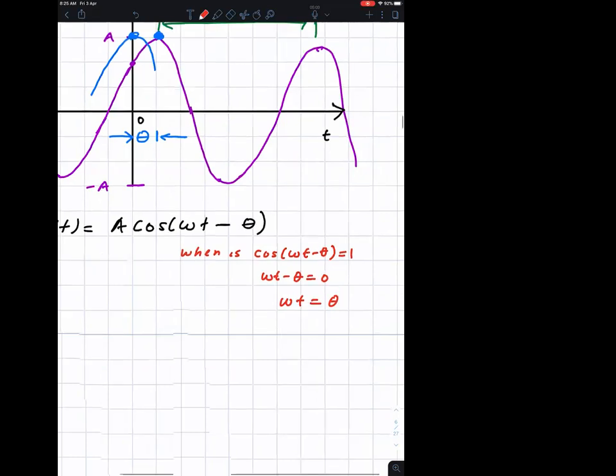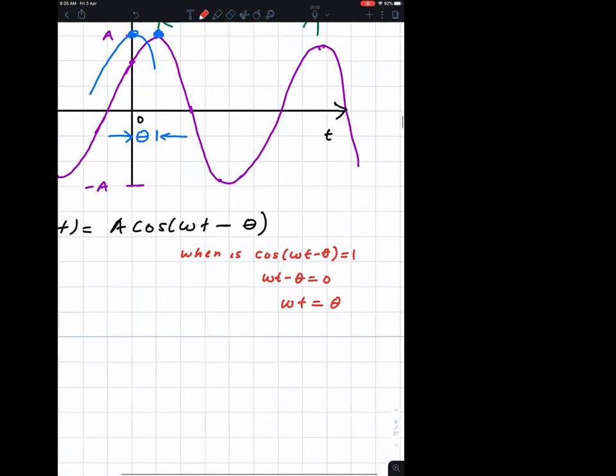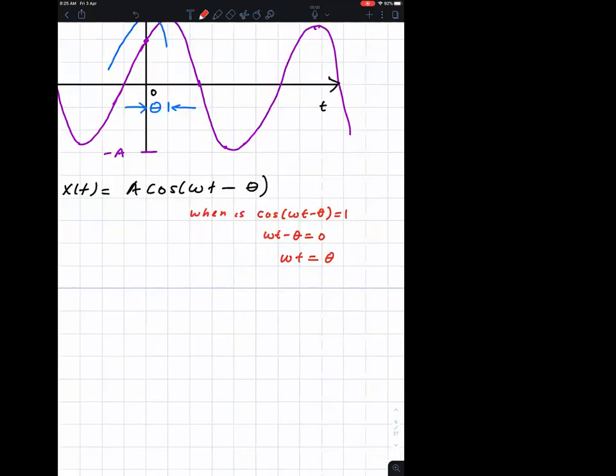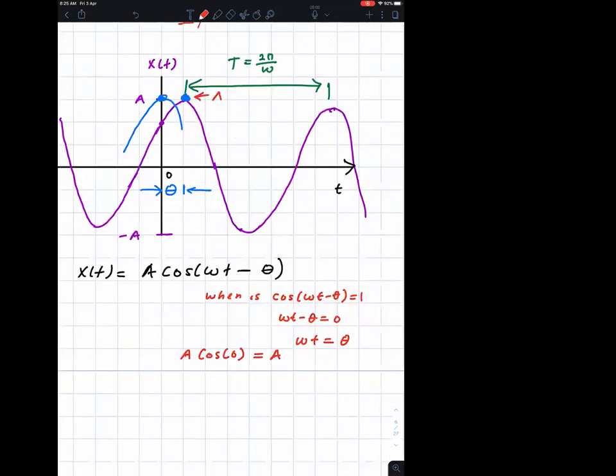So that's what it's telling you here. In this case, when omega t is theta, you're going to get A cosine 0, which equals A, right? So this is the A we are talking about. It has shifted. Sorry, the maximum point has shifted by theta to the right. So that's how you look at it.